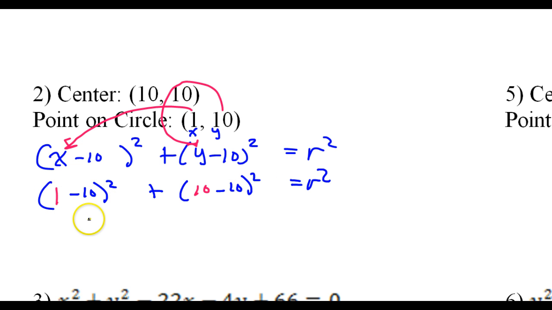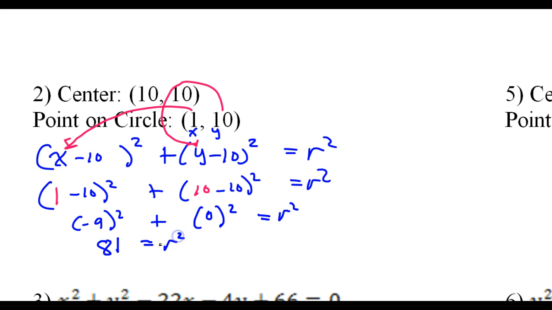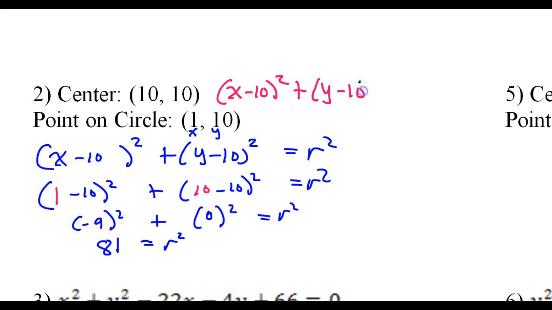Well, 1 minus 10 is -9. All right, 10 minus 10 is 0. So that's just going to give me 81, and then 0 squared is nothing. So 81 is the radius squared. So if I take this 81 and put it in for r squared, that will give me the equation that I wanted. So the final answer is going to be x minus 10 squared plus y minus 10 squared is equal to 81.